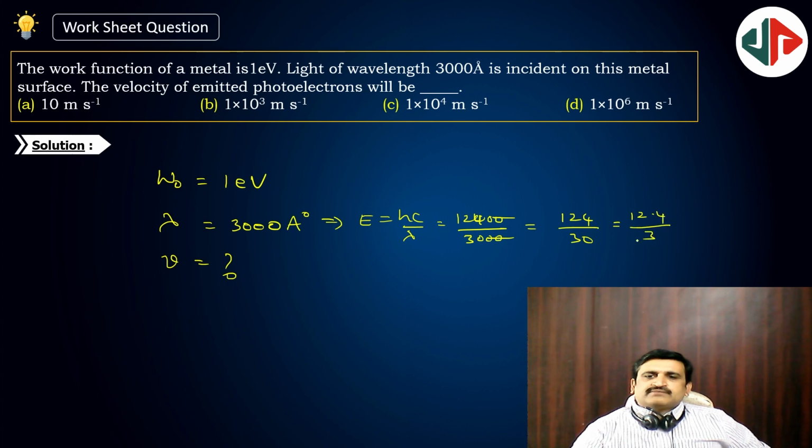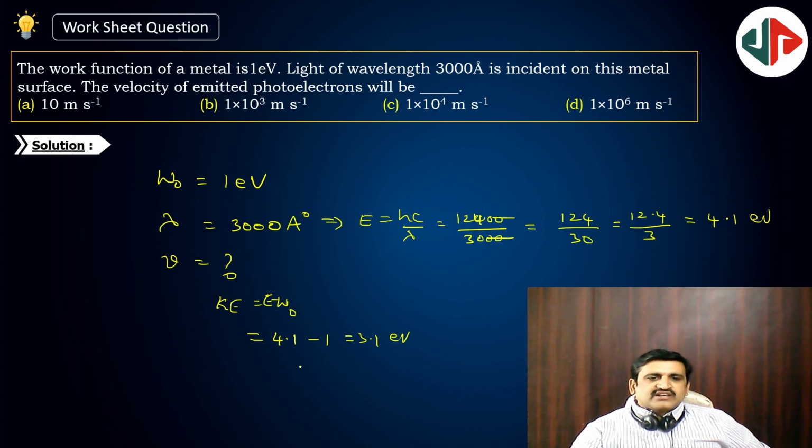12.4 by 3. 3 fours, 3 ones. Okay, roughly enough. Now this is electron volt. So kinetic energy KE is equal to given energy minus work function. Given energy is 4.1 minus 1, that is 3.1 electron volt.